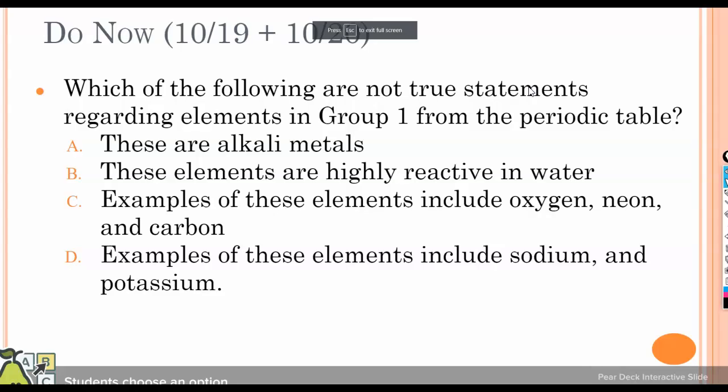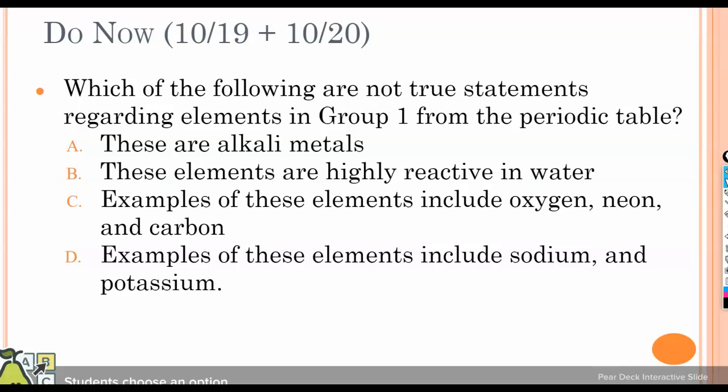Okay, so in this video we're going to be talking more about 3.2, which has to do with the periodic table. Before we continue our notes for 3.2 today, I want you to try to answer this do now question on your own using your notes from 3.2 that you took last class.